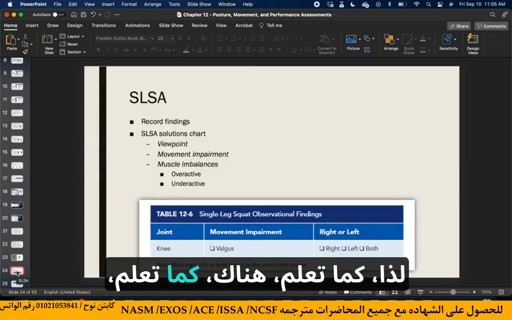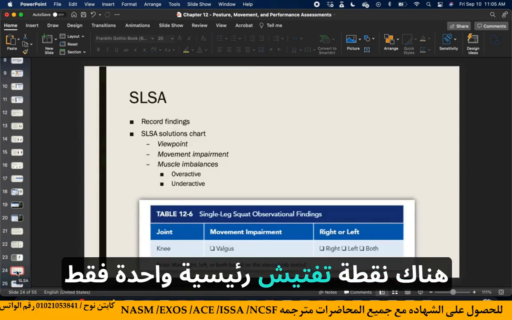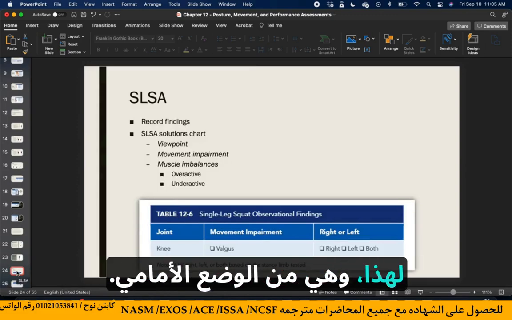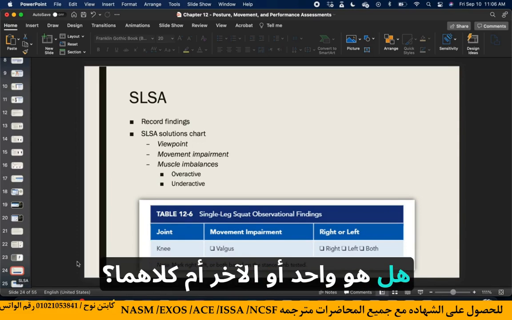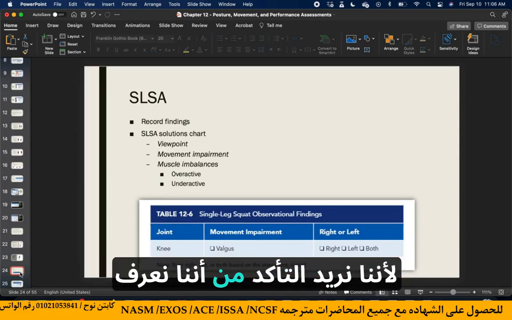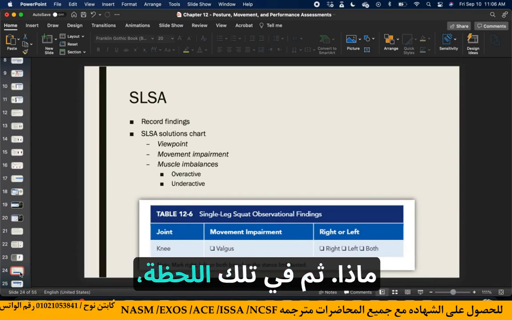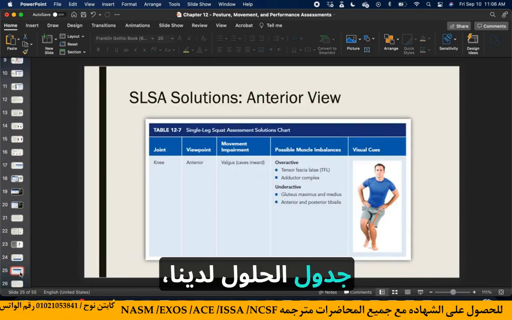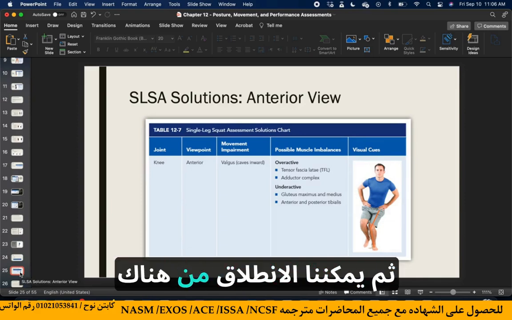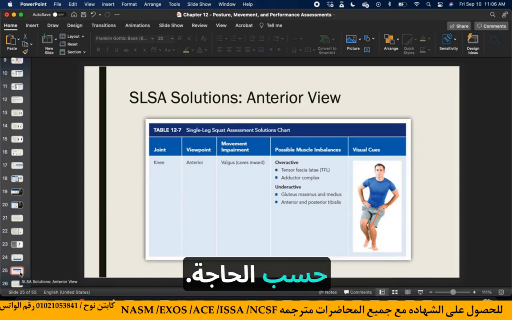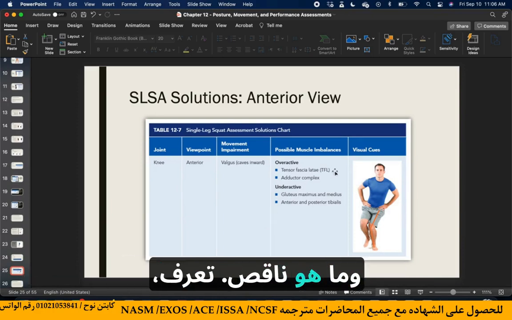So, there's the check. There's only one really major checkpoint for this, and that is from the anterior position, and it's the knees bowing in, which is knee valgus. Is it one or the other, or is it both? Okay, because we want to make sure we know, and then at that point, what we would do is find our solutions chart, find out what's over or underactive, and then we could go from there and make the right adjustments as needed. So again, make sure you know your overs and unders.